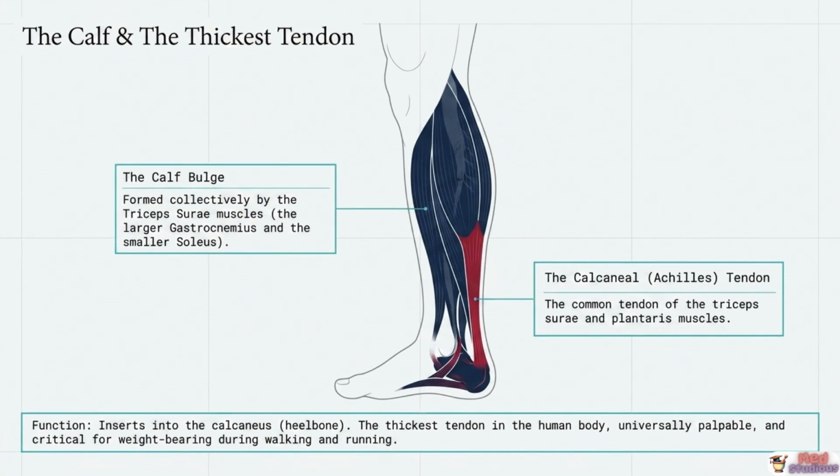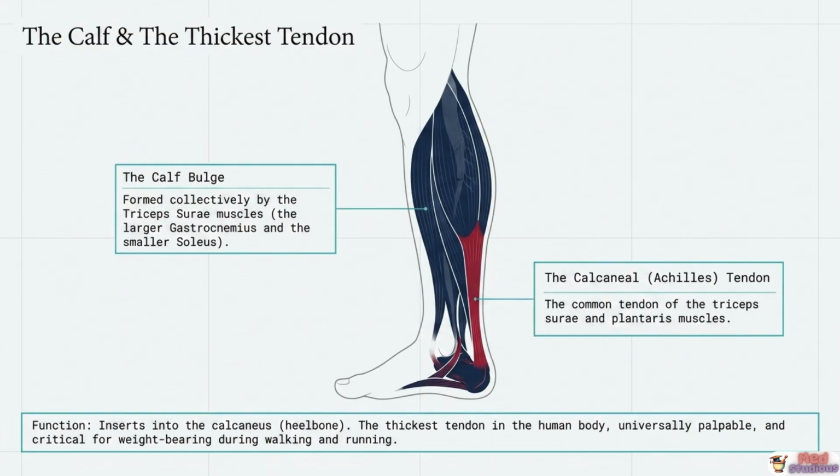The posterior lower leg presents the most powerful and most clinically significant surface anatomy of the entire lower extremity, the calf bulge and the calcaneal tendon. The calf bulge is the prominent muscular mass on the back of the lower leg, formed collectively by the triceps surae muscle group, consisting of the larger, two-headed gastrocnemius muscle sitting superficially and the broader, flatter soleus muscle lying deep to it. The gastrocnemius creates the visible dual-headed contour of the upper calf, while the soleus provides the wider lower calf shape. Together, they are the primary plantar flexors of the ankle.